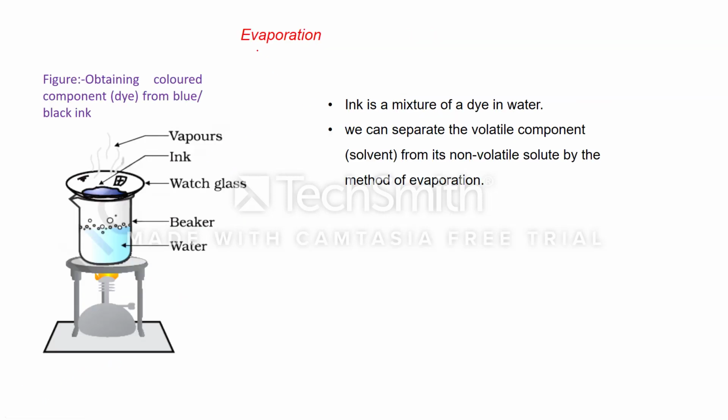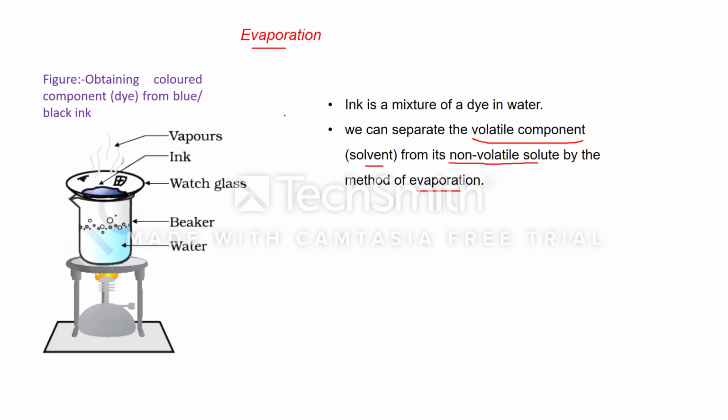First one is evaporation. For what type of mixture can we use evaporation? We can separate the volatile component. What is the meaning of volatile component? Components which have a low boiling point easily convert into the vapor state, and generally this is the solvent. We can separate the volatile component from its non-volatile solute by the method of evaporation.